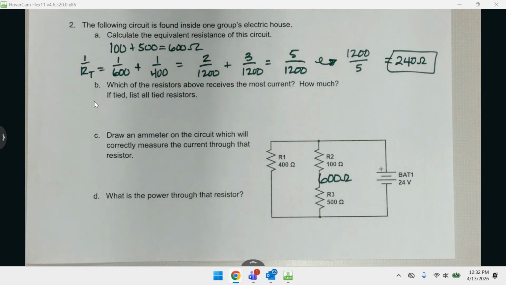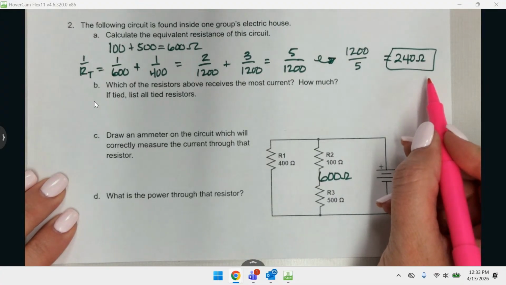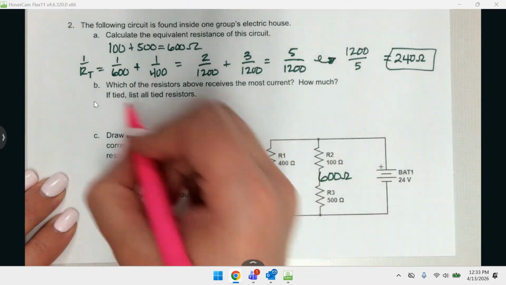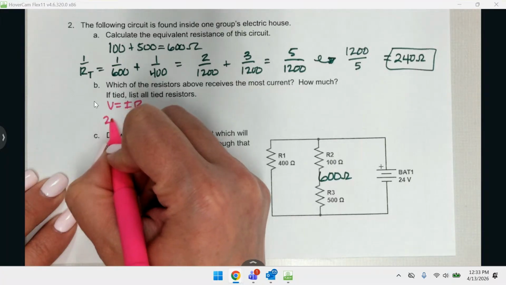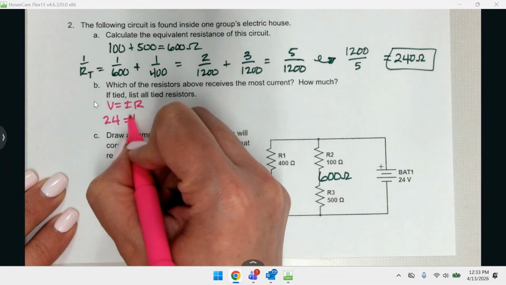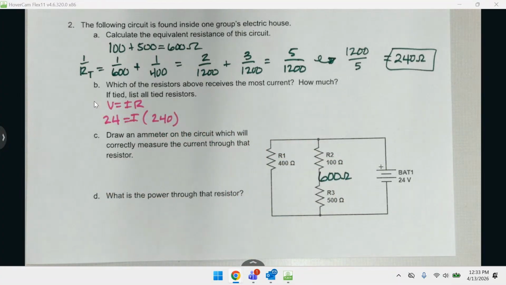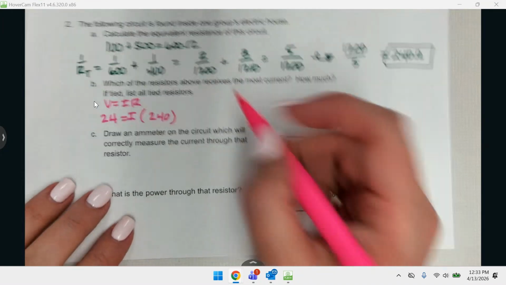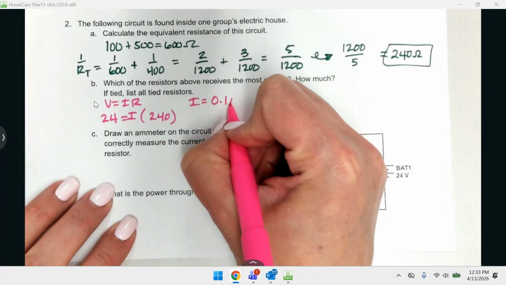Okay, this one, I don't have the little shortcut to do the proportional reasoning because I actually have to find the total current. Again, if I want to find the total current, I'm going to use the total voltage and the total resistance. We got the total resistance in part A. So again, V equals I times R. We're going to use our battery's voltage, 24 volts. We're going to use our total resistance, which is 240 ohms. And we're going to use that to find I. So that's going to become 24 divided by 240, which you can do in your head or put in the calculator. Either way, we get that our total current is 0.1 amps.